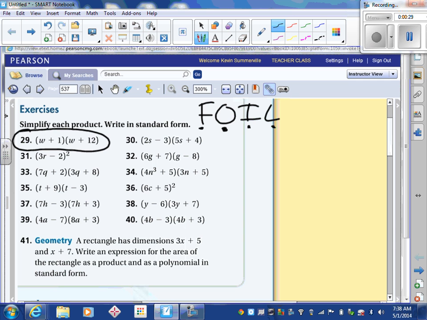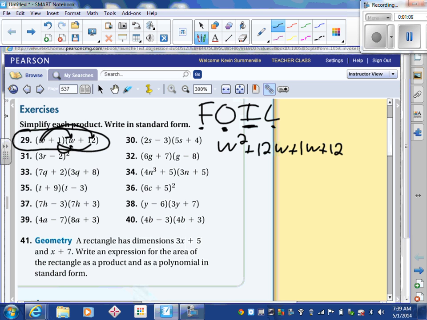So that means I'm going to take this W times that W. So that's going to give me W squared. Then I'm going to take this W with this 12. We're going to do the outer numbers. W times 12 is 12W. Then I'm going to go into the inner numbers. 1 times W is 1W. Then I have 1 times 12, the last numbers, and I get plus 12.